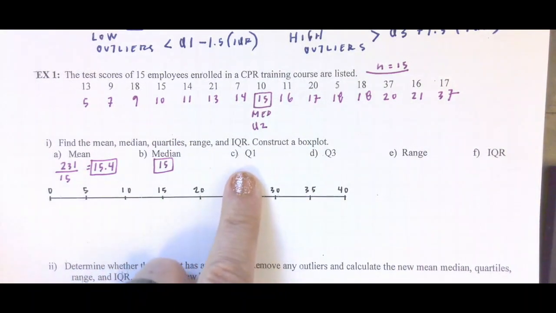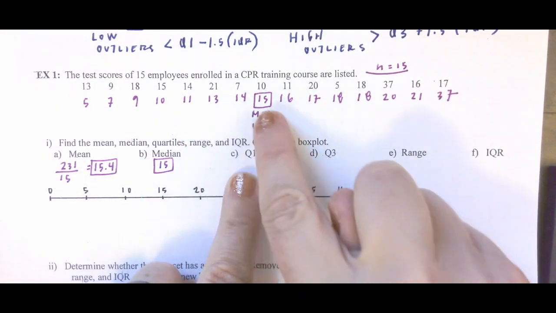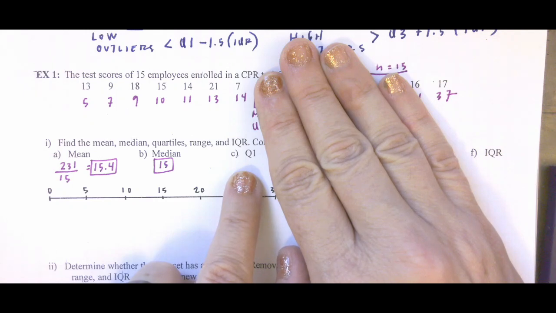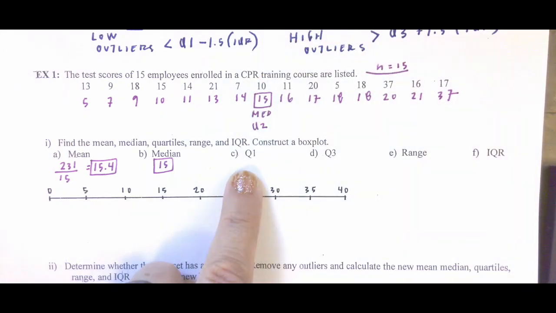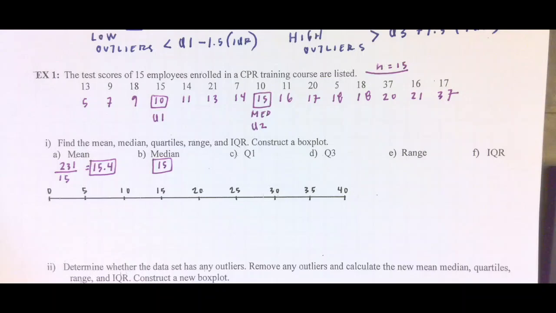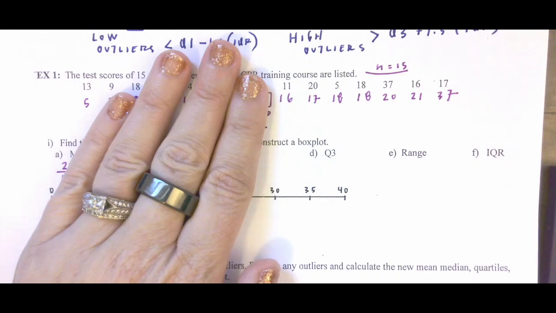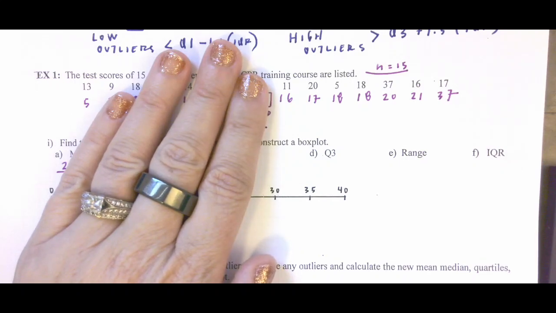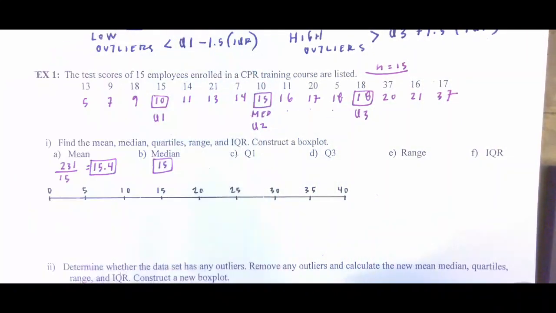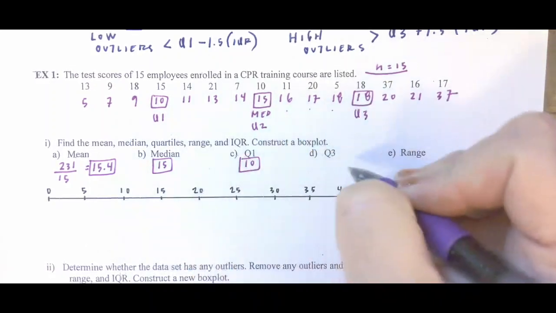Okay, my first quartile. Since I have an odd amount of data, I'm looking at the data that is to the left of that median. If I block this out, that is 7 data points. So if I take 7, add 1, divide by 2, 8 divided by 2 puts me in the 4th position. So right here would be my Q1, my first quartile. And then I do the same thing to the right. If I block out the median, there's 7 data points to the right. Add 1, divide by 2, 4th position is my Q3. All right, so the Q1 is 10, the Q3 is 18.